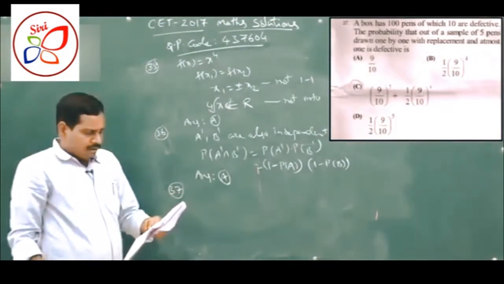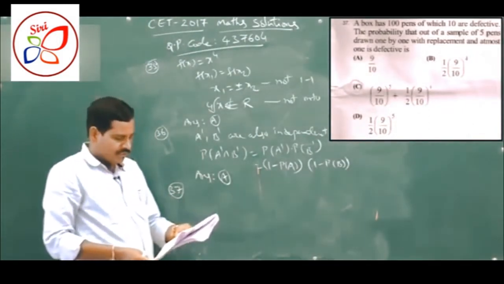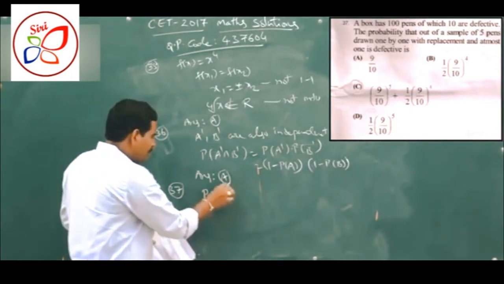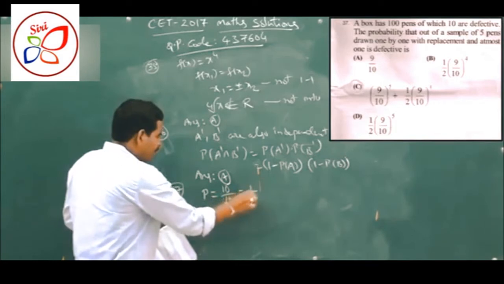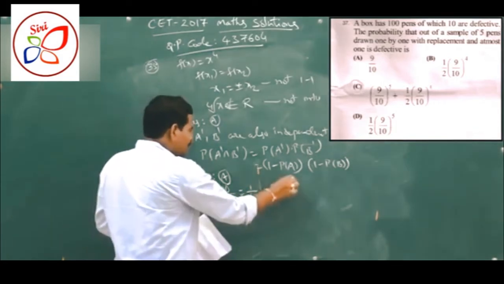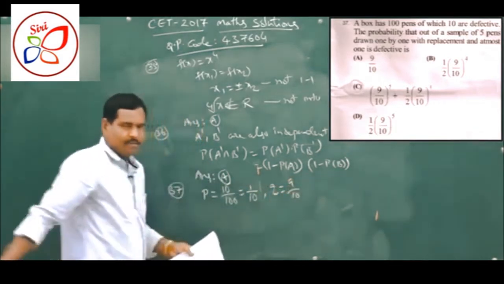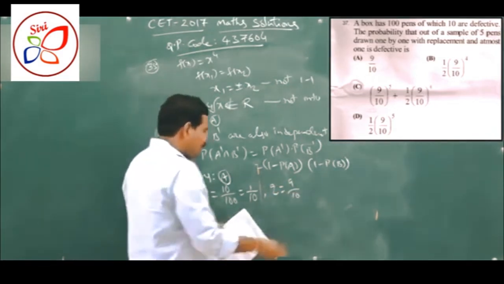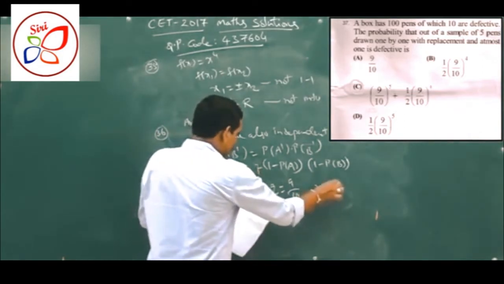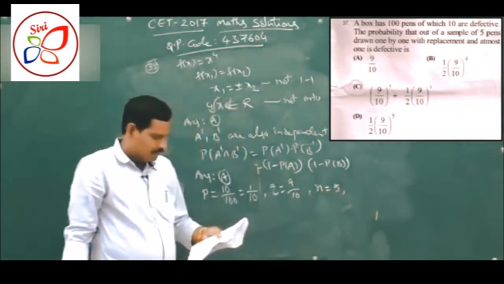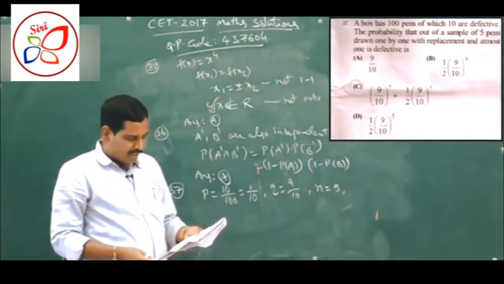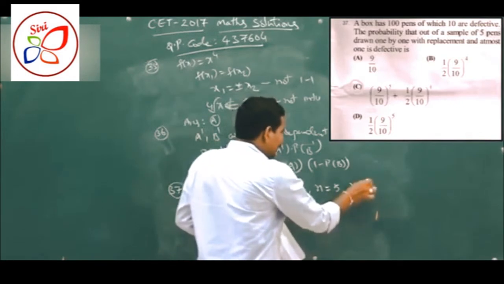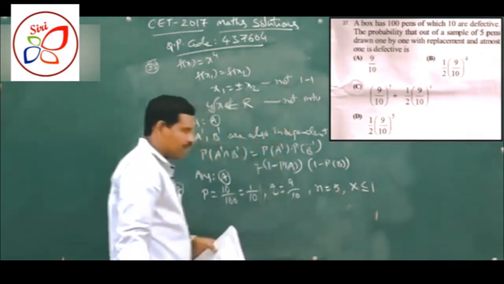37. A box has 100 pens of which 10 are defective. So probability of selecting a defective pen is 10 by 100, 1 by 10. So Q is 9 by 10, 1 minus P. The probability that out of a sample of 5 pens, n is equal to 5, drawn one by one with replacement, at most 1 is defective. So x is less than or equal to 1, not at least, at most.